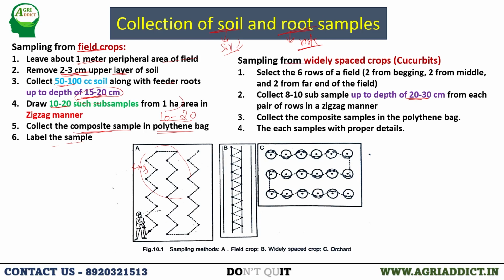And the next is sampling from widely spaced crops like cucurbits. In the case of widely spaced crops, we will select only 6 rows of the field. From those 6 rows, you will select 2 rows from the beginning, 2 rows in the middle, and 2 rows at the far end of the field. From each row you will collect 8 to 10 subsamples up to a depth of 20 to 30 centimeter.